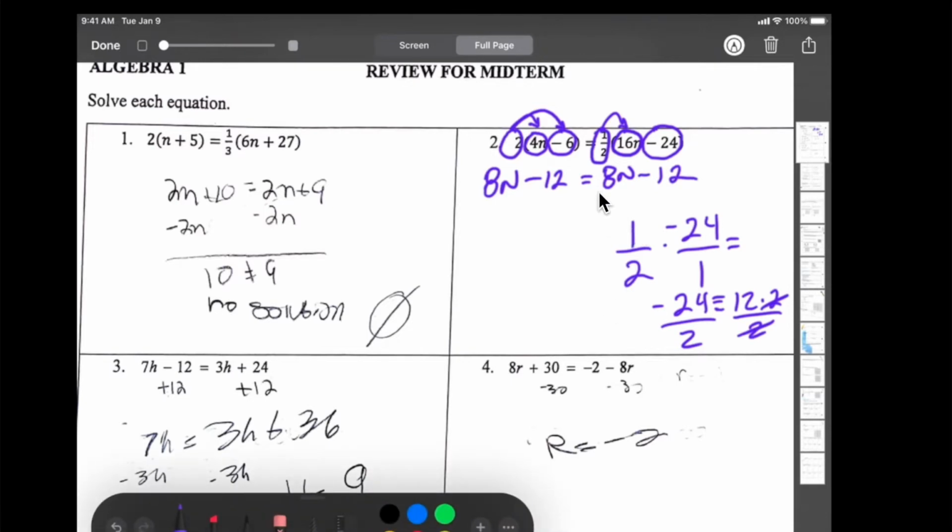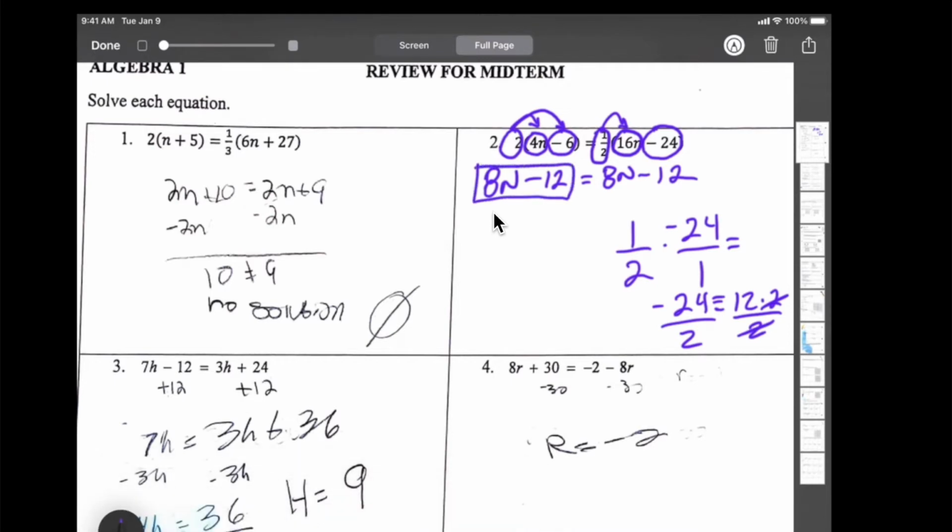Immediately, folks, we see a true statement here. It is always going to be true that 8n minus 12 equals 8n minus 12. So we don't need to go any further than this. We know that this is going to be all solutions, or infinite solutions. Okay, let's now move on to the next problem.